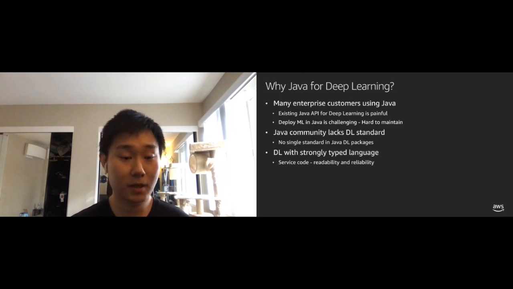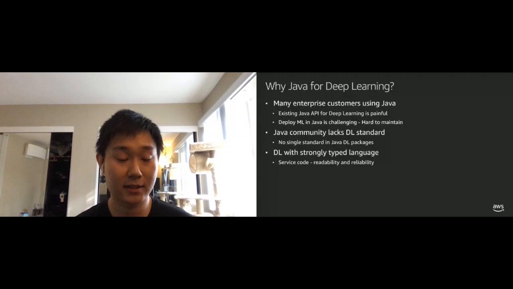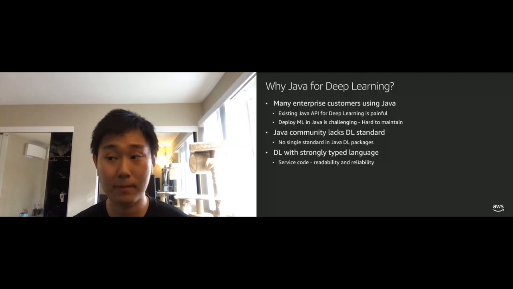And certainly, deep learning with strongly typed languages. Because if you're trying to look into the code, especially written in Python, you will figure that the readability for the Python code isn't very good, because they didn't provide us the type of the data set. Although we can infer that during the runtime, if you're considering Java service code, the readability and the reliability is truly important, because we really don't want to make any mistakes before we throw that code into the prod environment and running for hundreds of hours.